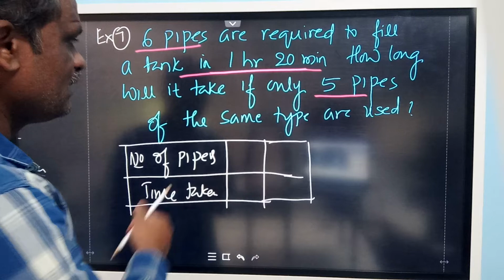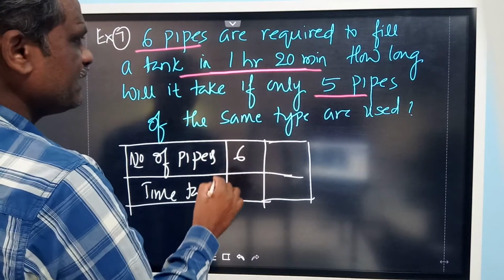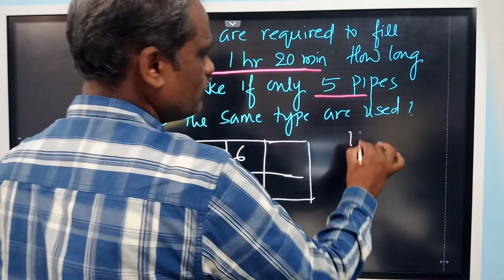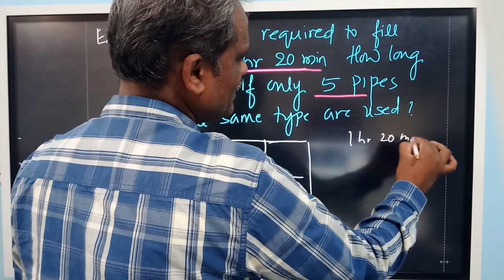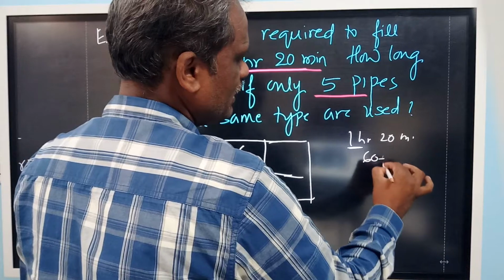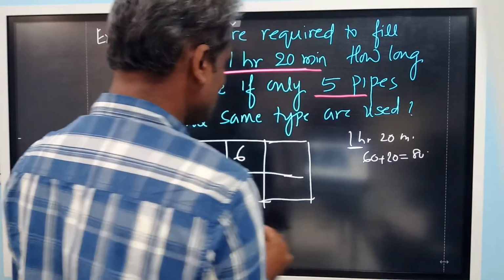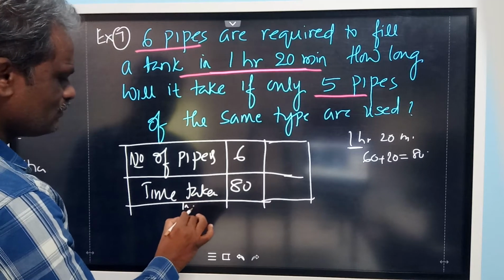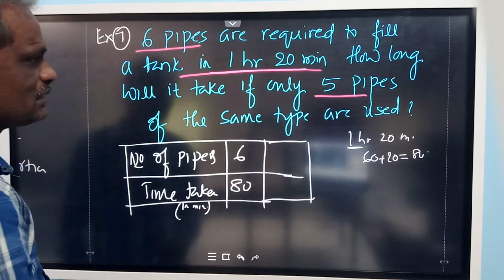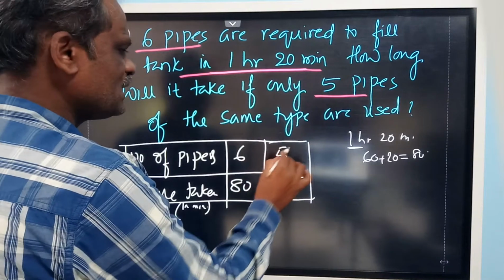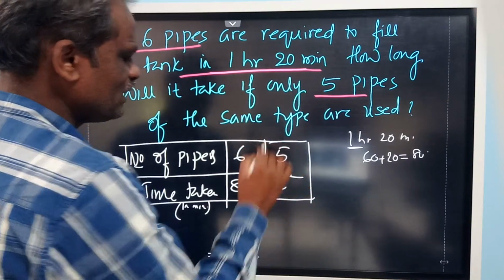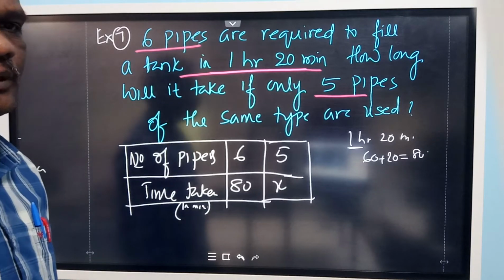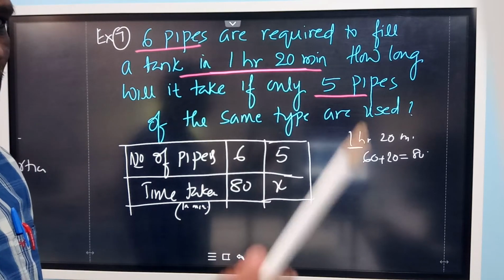So this is one quantity, another quantity. 6 pipes are connected, then it takes 1 hour 20 minutes. You write it in minutes only: 60 plus 20, 80 minutes. You can write here 80 minutes, time taken in minutes. Now if only 5 pipes are connected, how much time does it take? You can write x. So what is the property of inverse proportion? The product of two quantities.